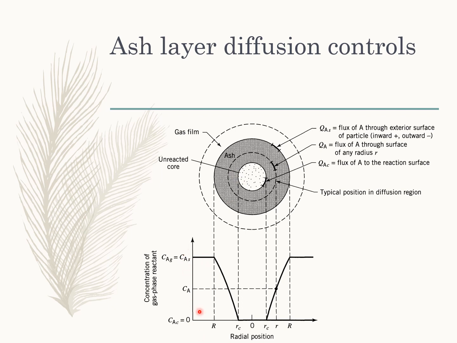So if we look at the concentration profile as a function of the radial position, we see a constant concentration in the gas film, which is equal to CAG. And CAG is the concentration of A in the bulk gas. And I say gas this time and not fluid because we'll be dealing with gas-solid systems and not gas-liquid systems, and I will later tell you why. Then we see a huge drop in the concentration in between the boundaries of the ash layer as it's the controlling step, and then we see a zero or constant in the unreacted core, which is the chemical reaction step.